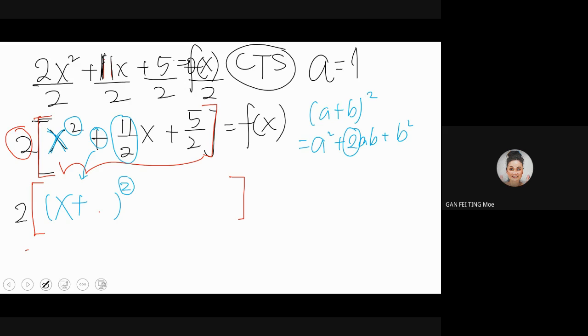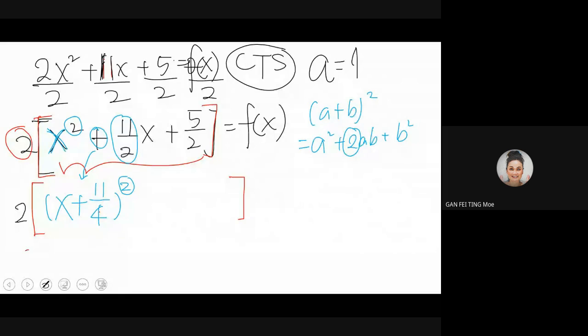So go backward. I need to divide. If I multiply on this side, on the other side I must divide in order to balance up, right? So then what happened here? 11 over 2. In order to make it fast, get your calculator, 11 over 2 divided by 2. So you will get 11 over 4.